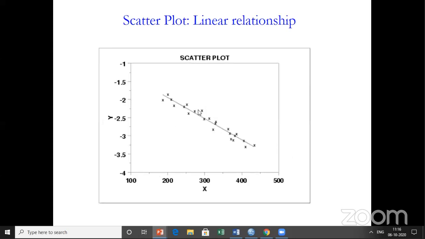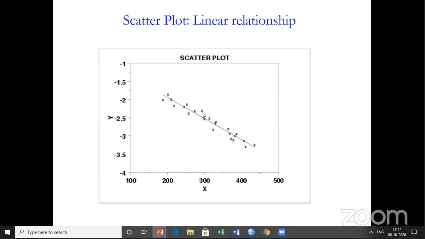So this is negatively correlated. As x increases, y decreases, and as x decreases, y increases. So that sort of thing, a negative aspect, is seen in this particular context. X is increasing, and y is decreasing here. So a negative relationship is being seen.